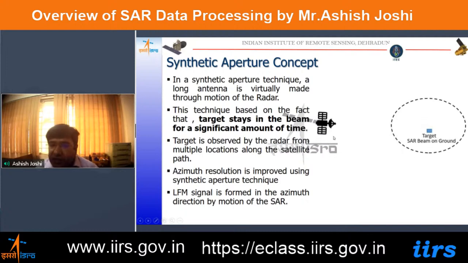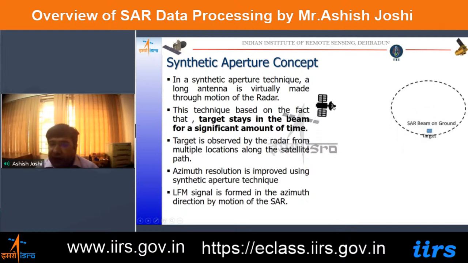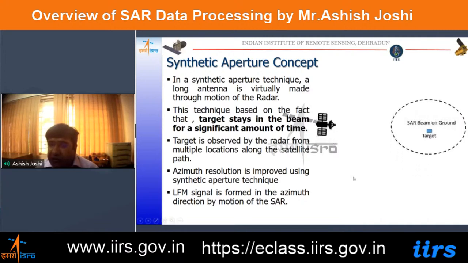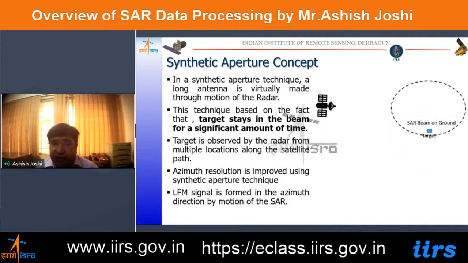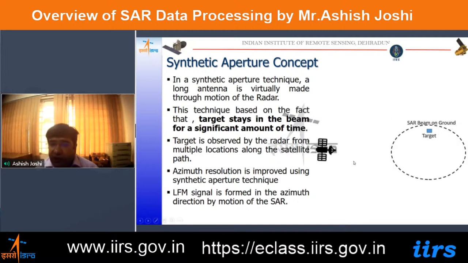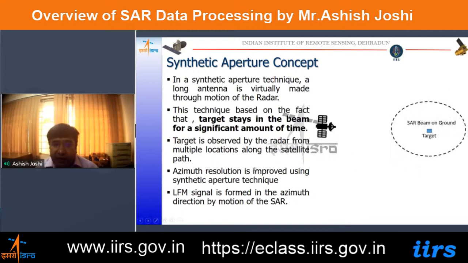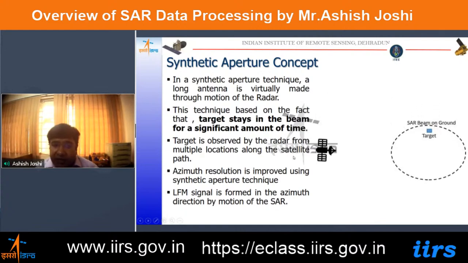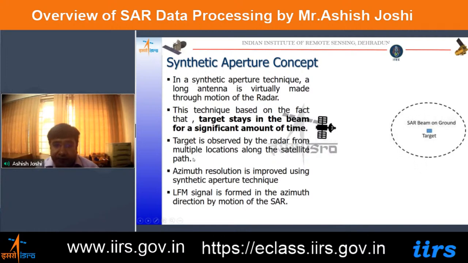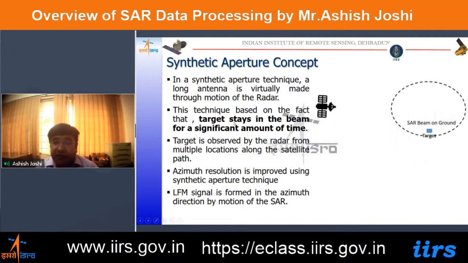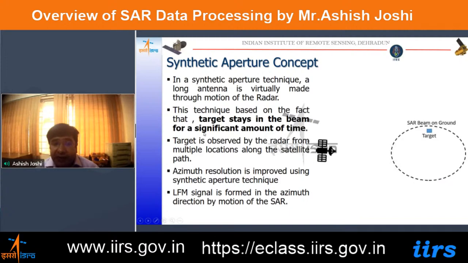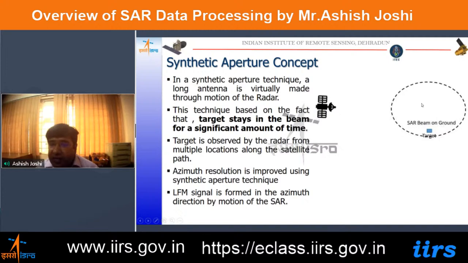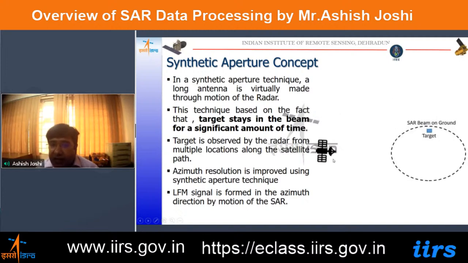Means with the motion of the SAR, it is forming a longer antenna, and for the longer antenna, we will get a better azimuth resolution. So this is called the synthetic aperture concept: the target is observed by the radar from multiple locations along the satellite path, and this technique is based on the fact that the target stays in the beam for a significant amount of time. So this time duration is utilized to form a longer antenna.